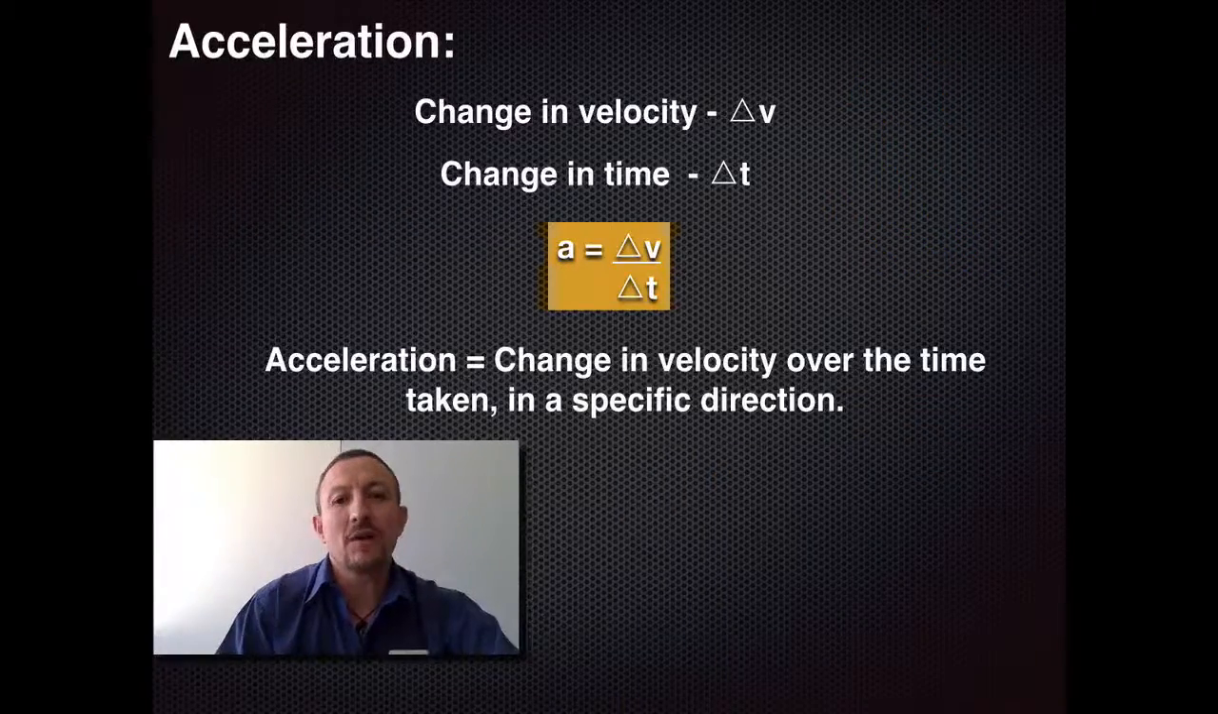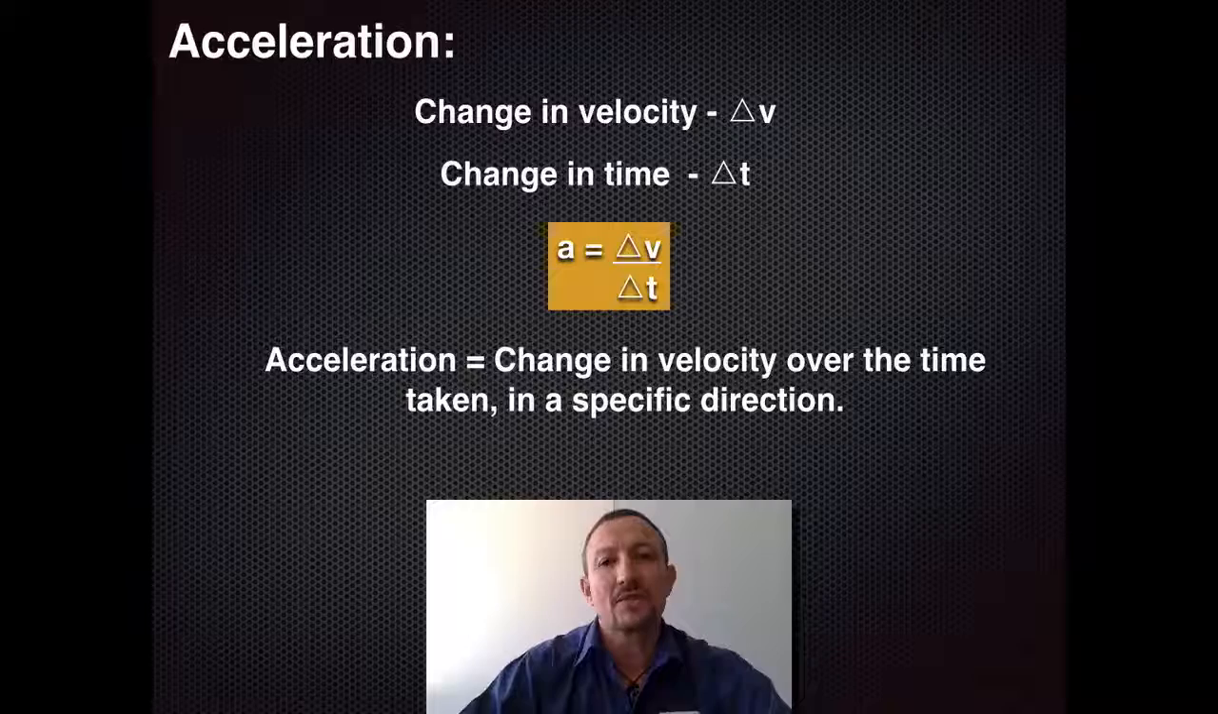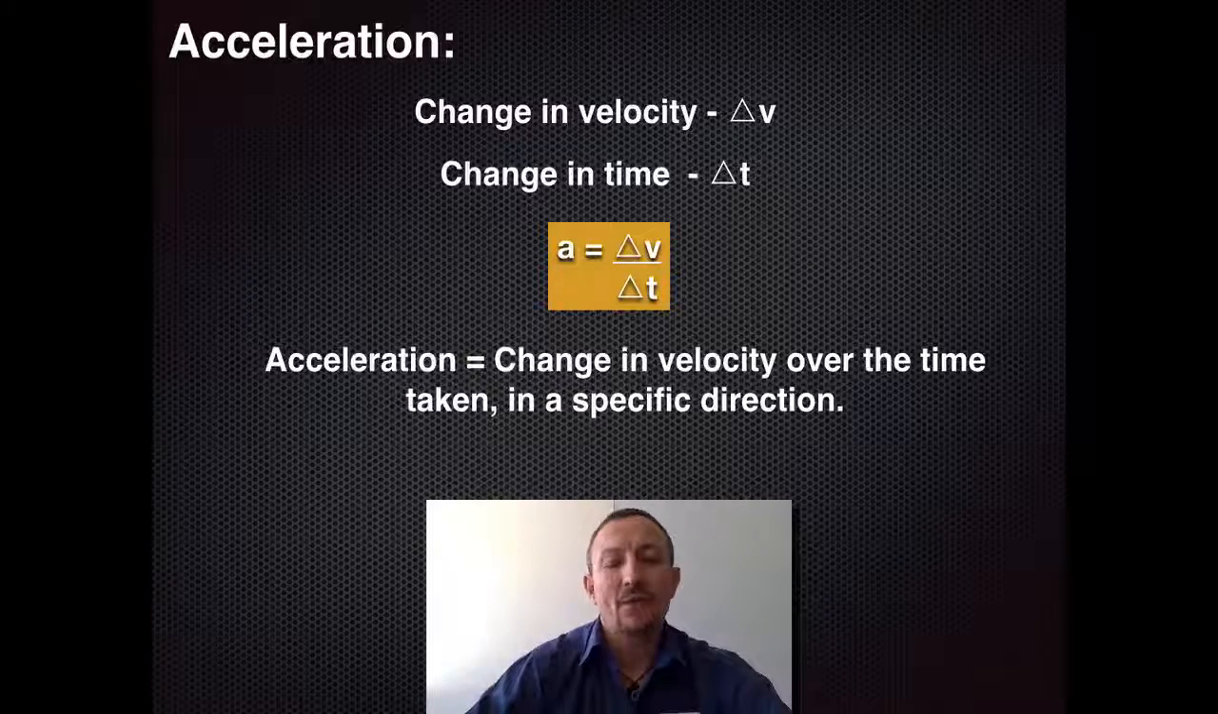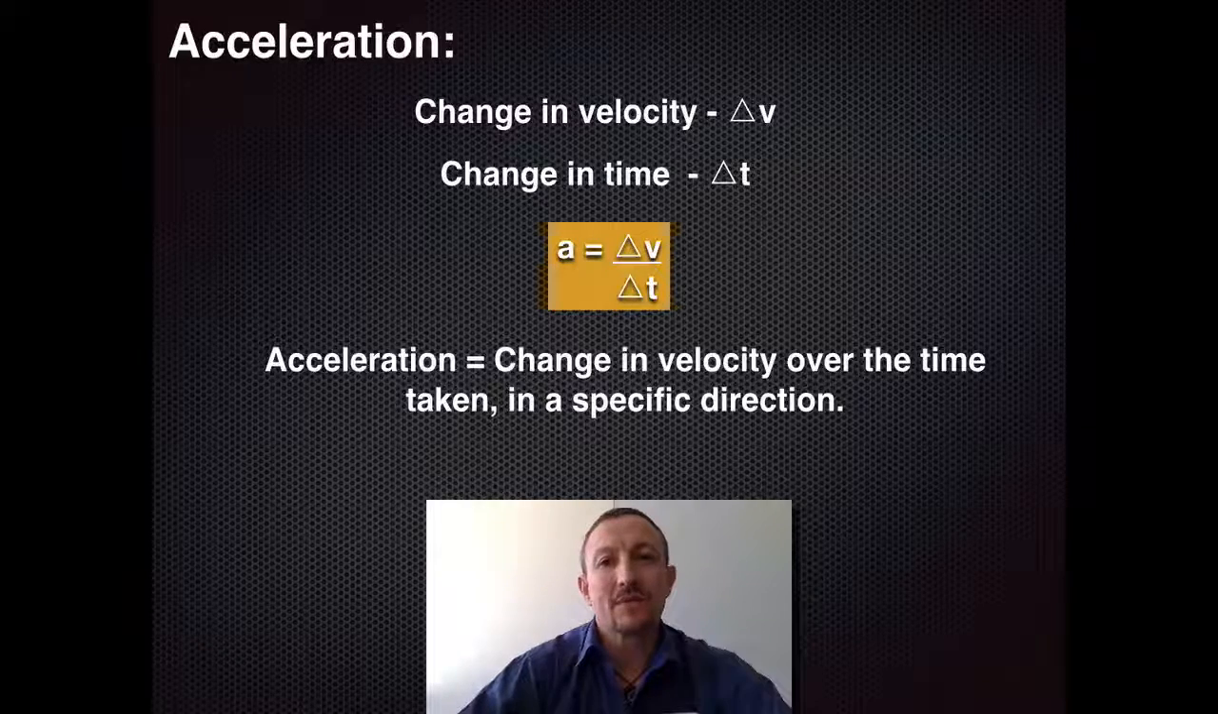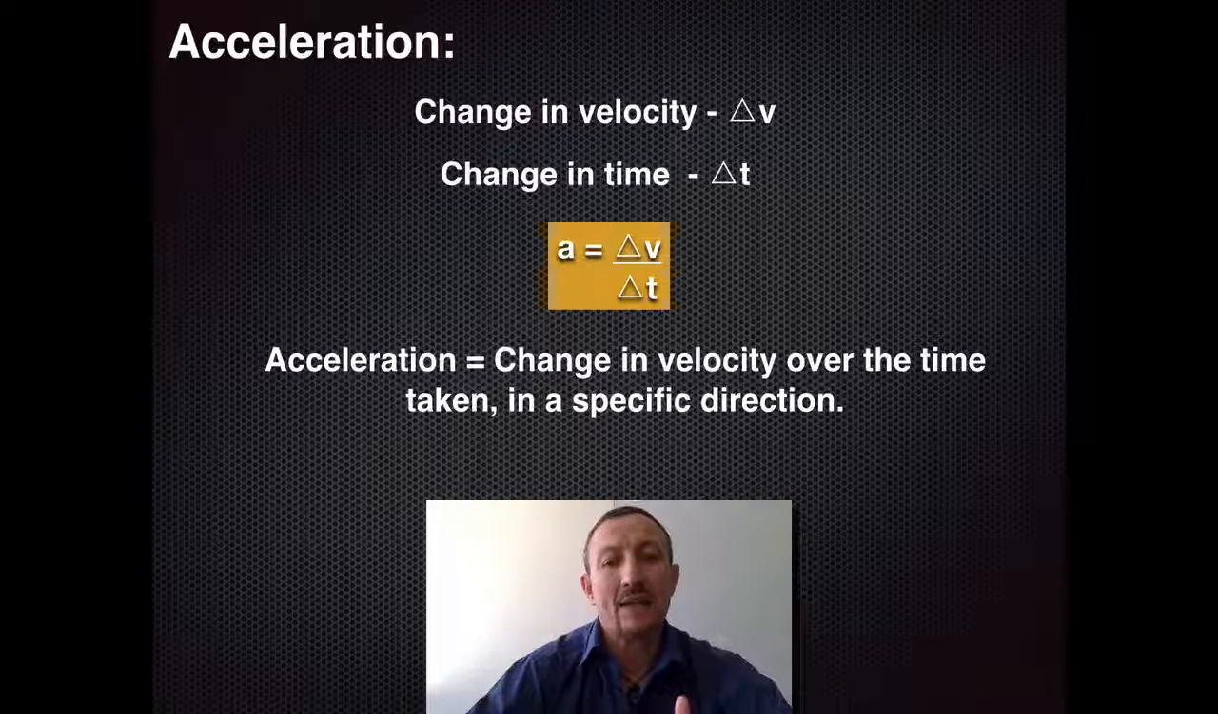Now we know from earlier on that acceleration is the change in velocity over time. And from this we can generate an algorithm: a equals delta v over delta t, where delta v is the change in velocity and delta t is the change in time. Now delta v, or the change in velocity, can be calculated by the final velocity minus the initial velocity. Same with delta t, the final time minus the initial time. So overall we can get this algorithm.